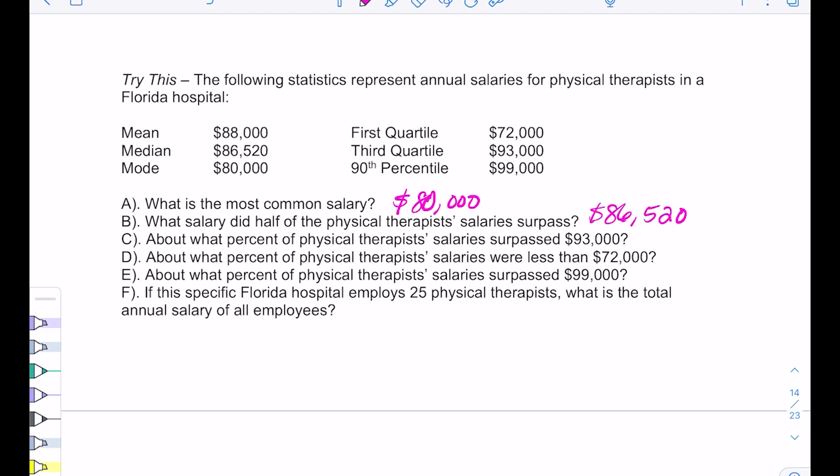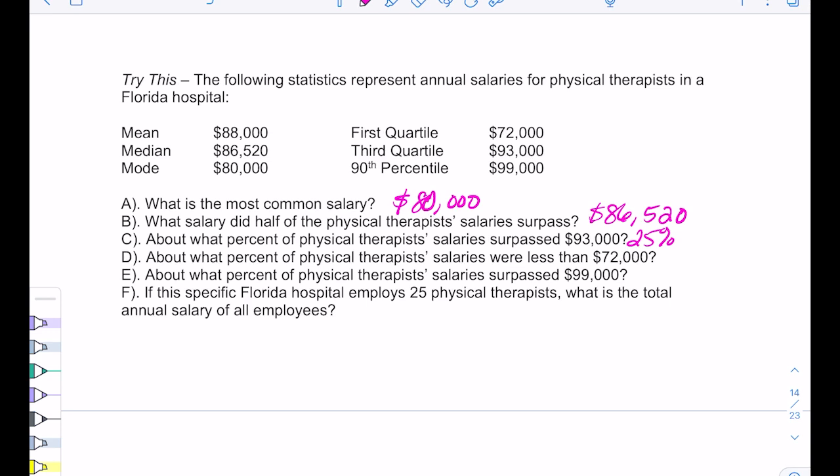About what percent of physical therapist salaries surpassed 93,000? So now they're asking us what percentage. 93,000 refers to the third quartile. Remember that the third quartile is the 75th percentile. So what percentage surpassed that? It's 100 minus 75, which is 25%. So about 25% of the physical therapists make beyond $93,000.